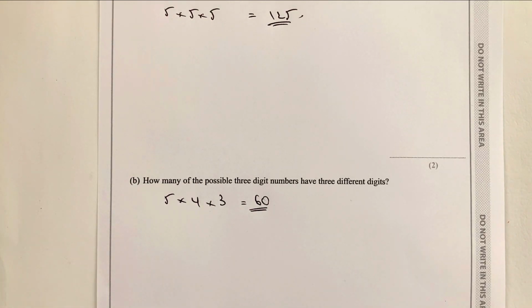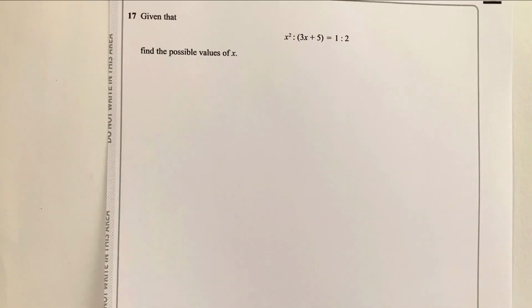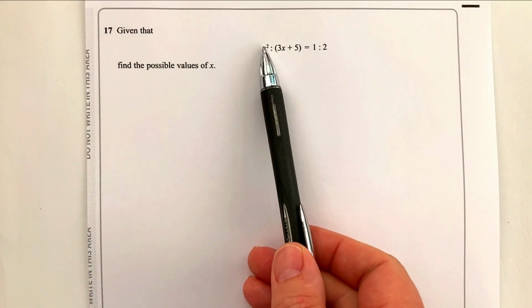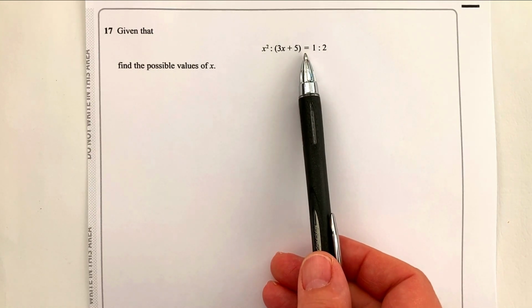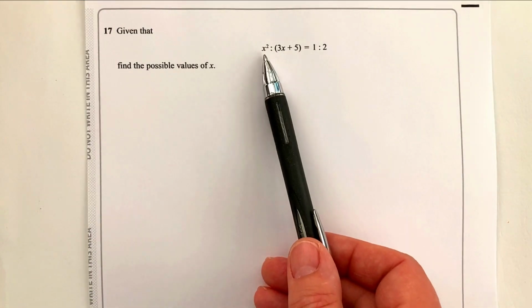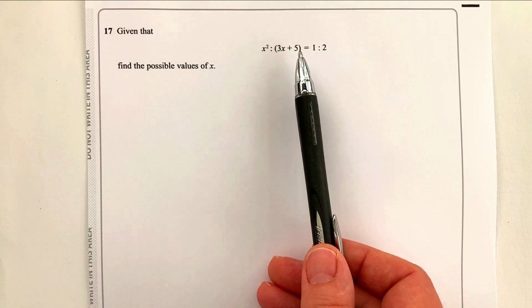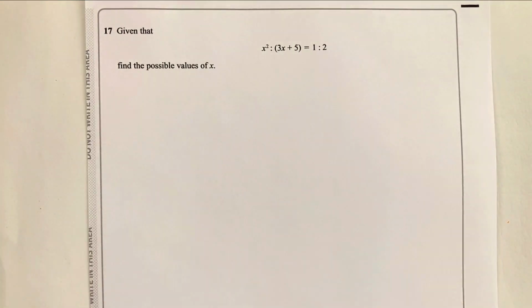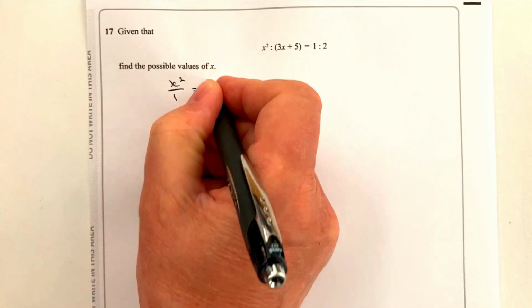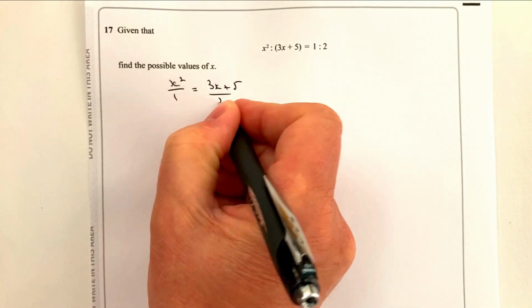Okay, so let's move on then to question number 17. And question number 17 is one of those which, again, looks a little bit trickier, but just the way we work through these sorts of things is recognizing that this really is a fraction and it's equal to another fraction, or rather we can write this in a slightly different way. So we can write this as x squared over 1 is equal to 3x plus 5 over 2. And this is just a technique that you can use to be able to work these sorts of things out.